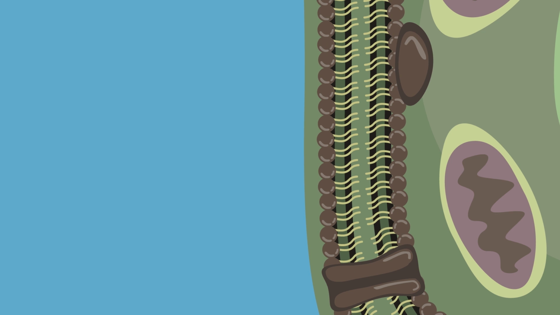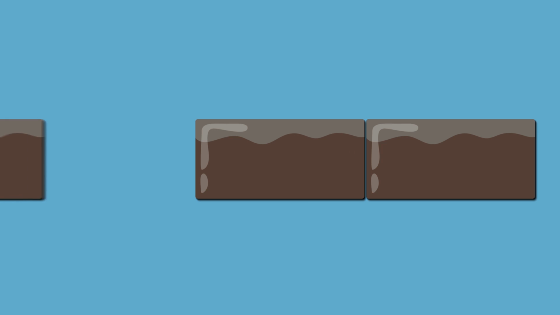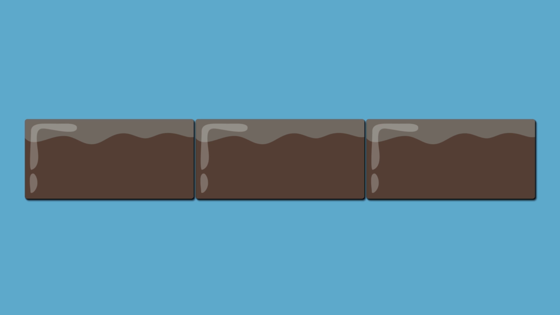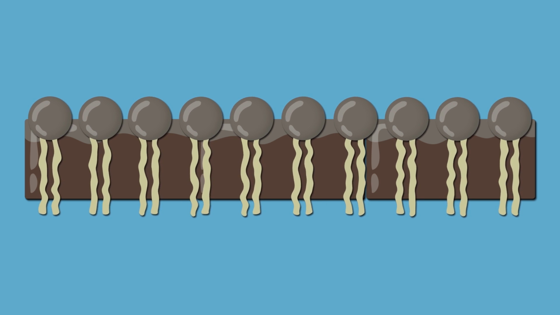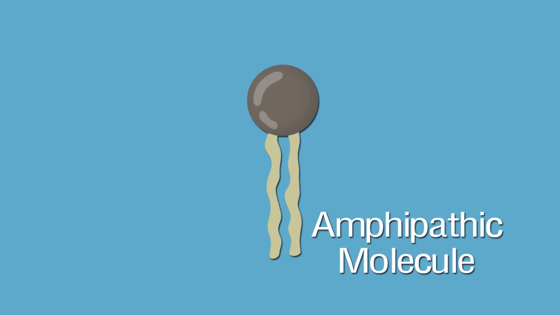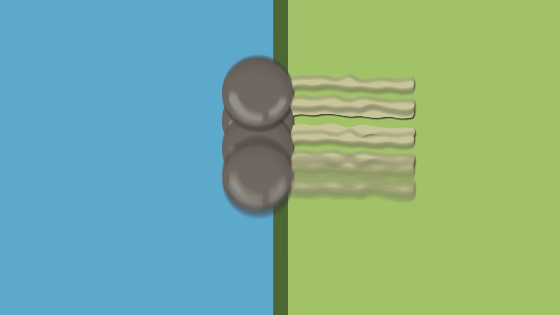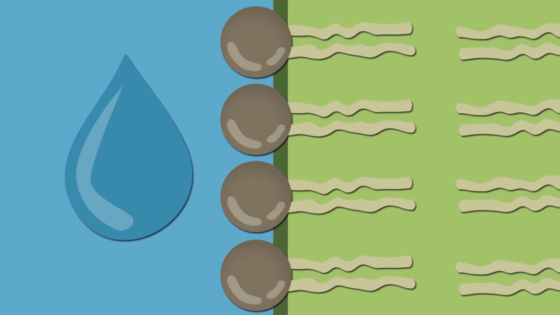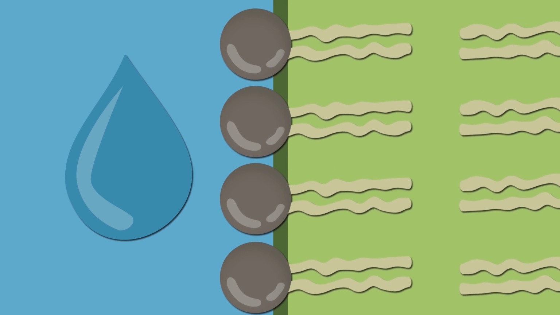In a cell, these special bricks are called phospholipids. Just as bricks are some of the most abundant materials used in the construction of walls, phospholipids are the most abundant lipids in most membranes. A phospholipid is an amphipathic molecule consisting of a hydrophilic or water-loving head and a hydrophobic or water-fearing tail. The phospholipid bilayer orients itself in a way where the phospholipid heads face towards the water, and the hydrophobic tails face away from the water.